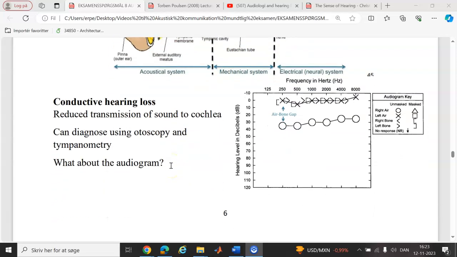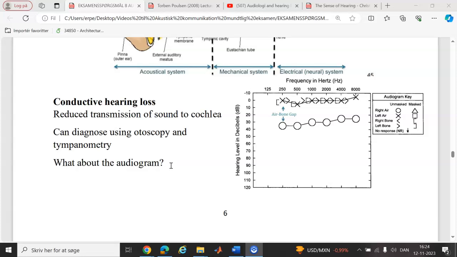Conductive hearing loss: reduced transmission of sound to the cochlea. That was my problem. Reduced transmission of sound to the cochlea. It can be diagnosed using otoscopy and tympanometry. What about the audiogram?